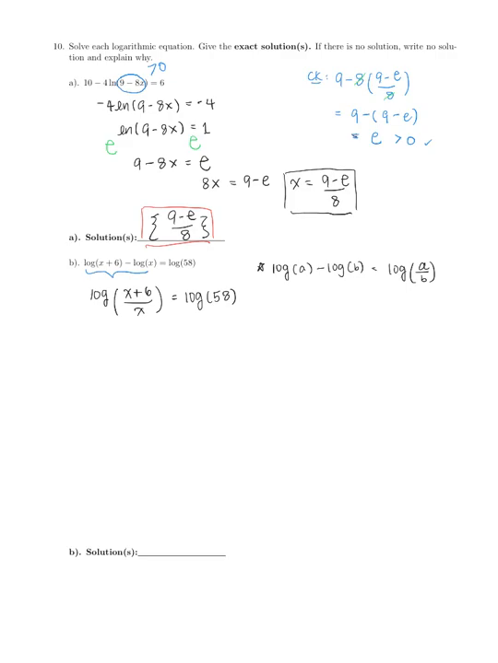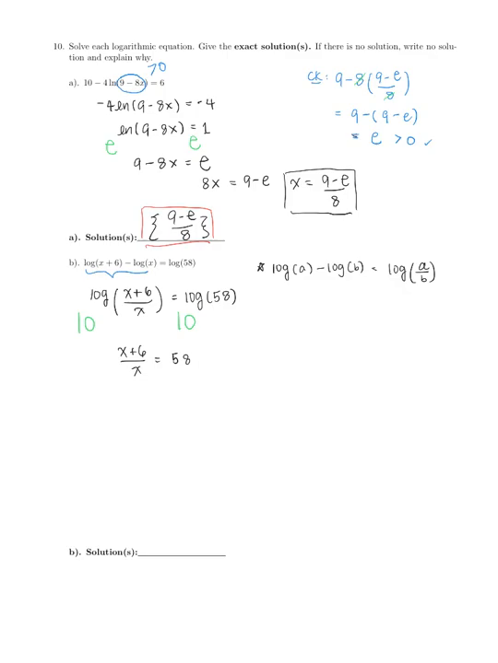Okay, so now we need to get rid of that log. Since there is the invisible 10, that's going to be the base. So what you need to do is raise both sides over 10. So we're going to raise it over 10, big 10, and then big 10. So what's going to happen now? We're going to have (x plus 6) over x equals 58.